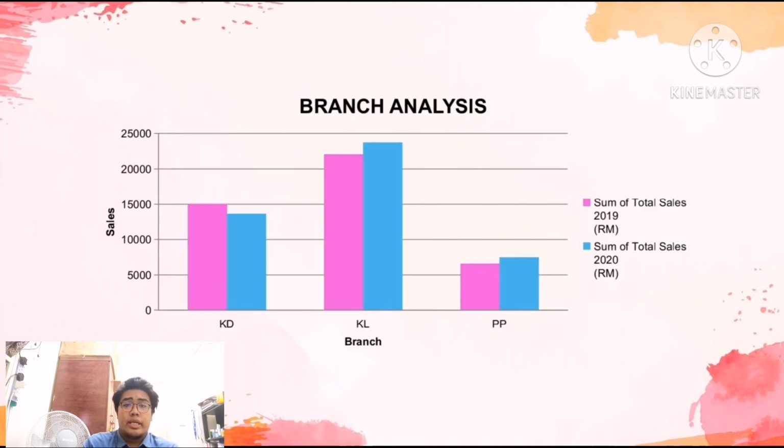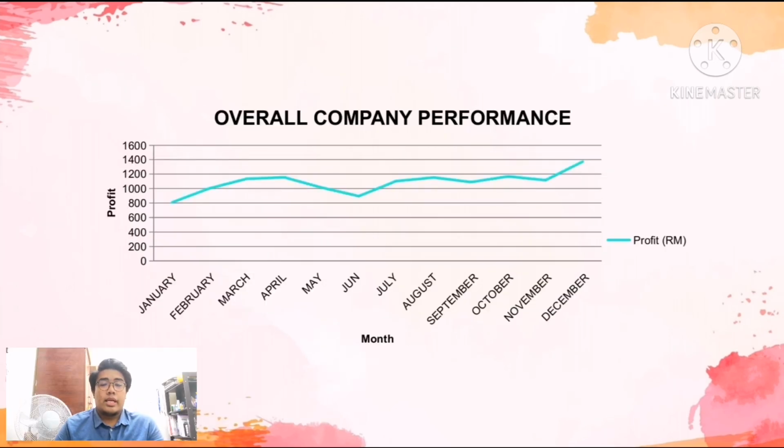Branch analysis. There are three branches located in Kedah, Kuala Lumpur, and Pulau Pinang. The branch that generates the most sales in 2019 and 2020 is in Kuala Lumpur, which is 23,699 ringgit and 50 cent in 2020 and 22,059 ringgit and 50 cent in 2019. The lowest sale is made by the branch in Pulau Pinang, which only gets 7,449 ringgit in 2020 and 6,543 ringgit in 2019.